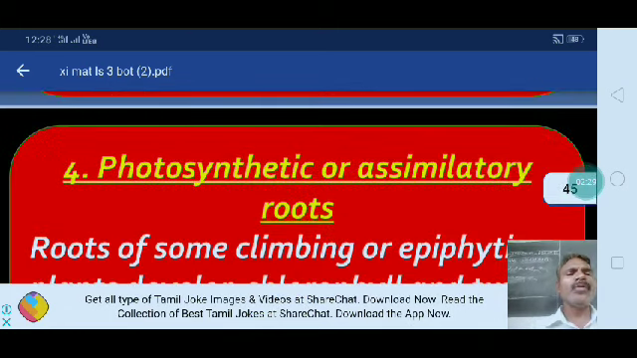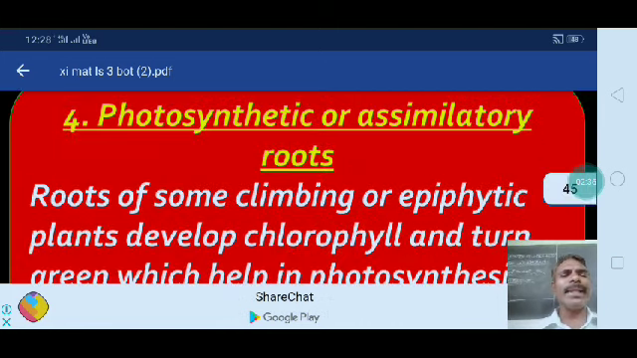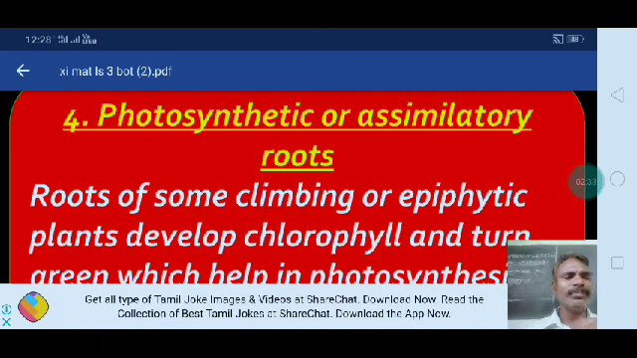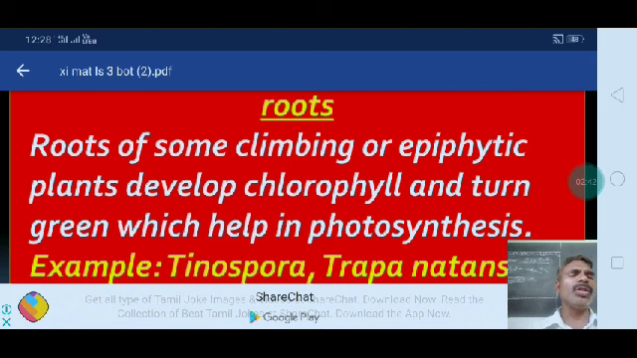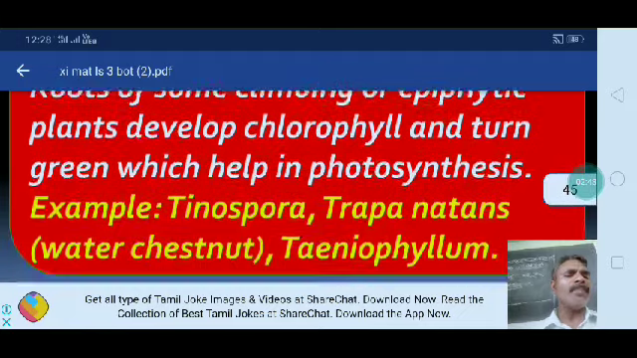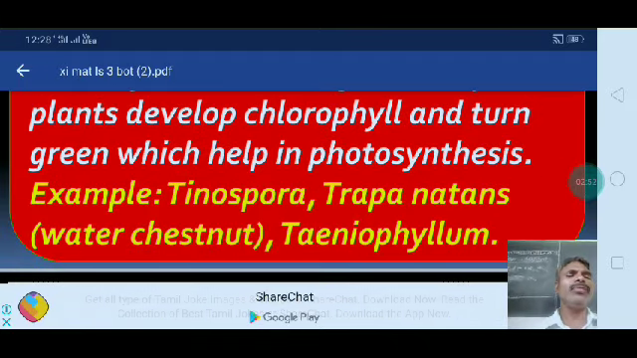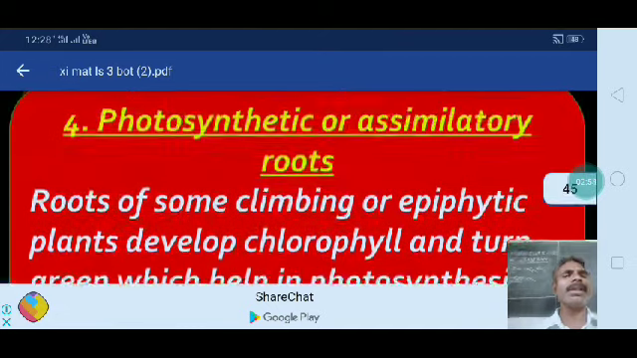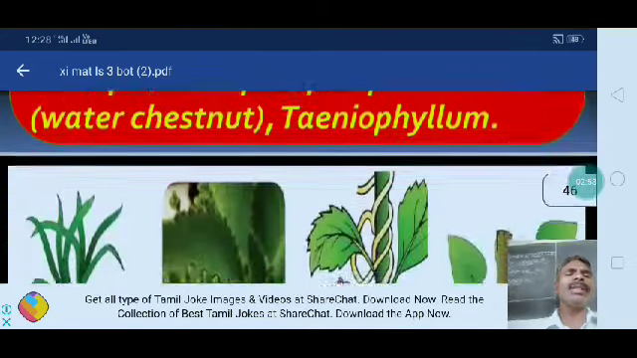The next one is photosynthetic or assimilatory roots. Roots of some climbing or epiphytic plants develop chlorophyll and turn green in color, which helps in photosynthesis. Examples: Tinospora, Trapa natans, water chestnut, Taeniophyllum. These come under photosynthetic or assimilatory roots. They function as photosynthetic plants.